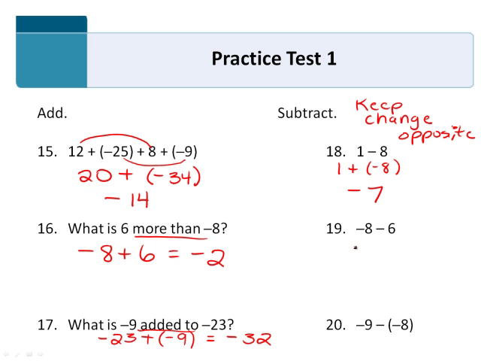Number 19 we would rewrite as negative 8 plus negative 6. Keep, change, opposite. Now the signs are the same, so we add, keep the sign, you get negative 14. And number 20, let's see if I can squish this in down here. If we change our signs, negative 9 stays the same, change to addition, and the opposite of negative 8 would be positive 8. And now negative 9 plus 8, the signs are different, so you subtract, keep the bigger sign, you get negative 1.